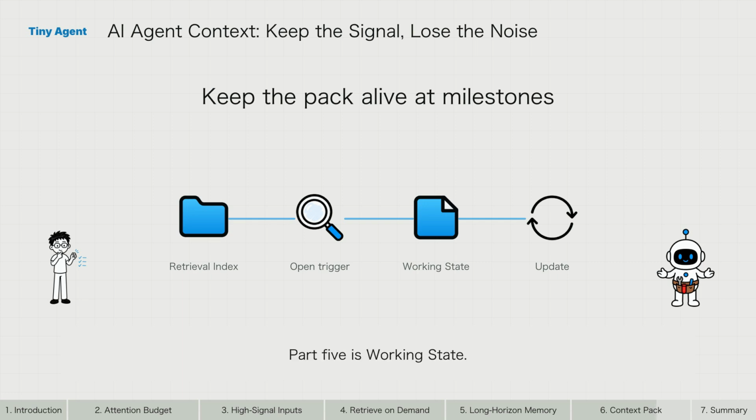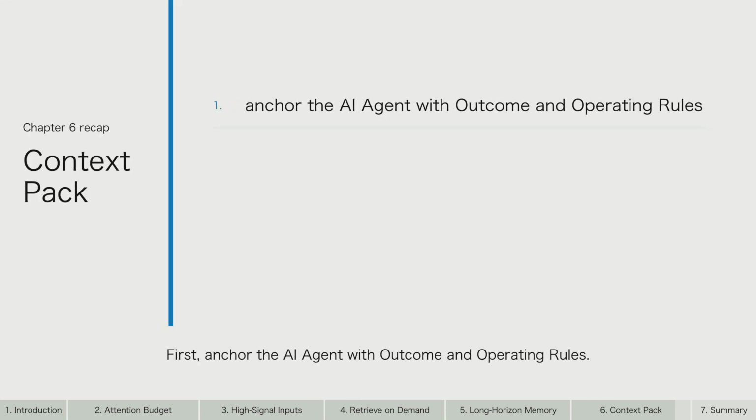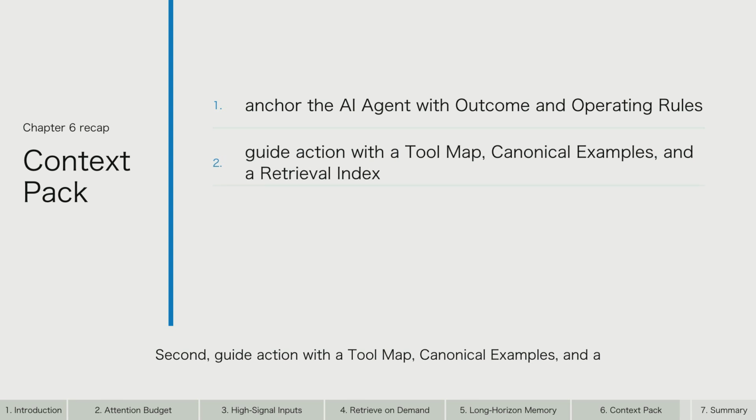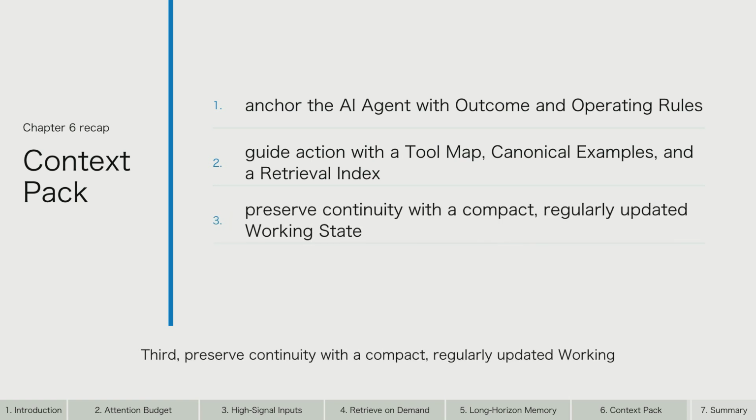Part 5 is working state. Record completed work, current focus, key decisions and evidence, unresolved questions, failed approaches, and the next concrete action. Update this state at milestones, then compact or archive the raw trace it replaces. First, anchor the AI agent with outcome and operating rules. Second, guide action with a tool map, canonical examples, and a retrieval index. Third, preserve continuity with a compact, regularly updated working state.